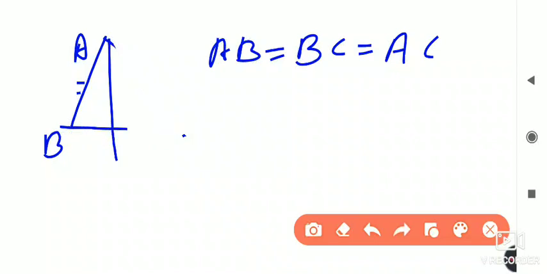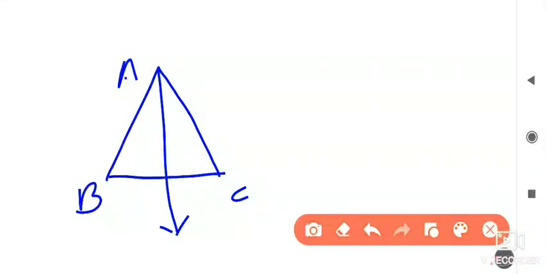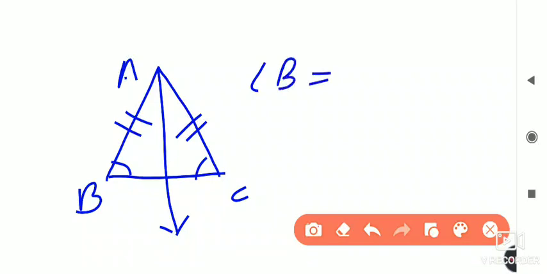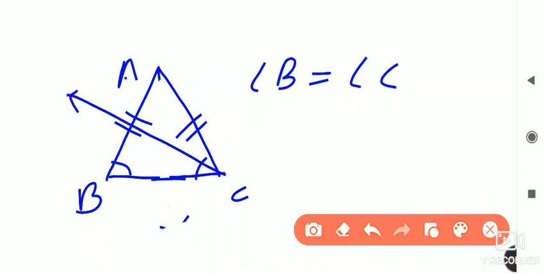If two sides are congruent to each other, then by using the above theorem, you can say that angle B is equal to angle C. Now, instead of drawing the angle bisector here, if we draw the bisector at this place, then we can say that angle A is congruent to angle B.